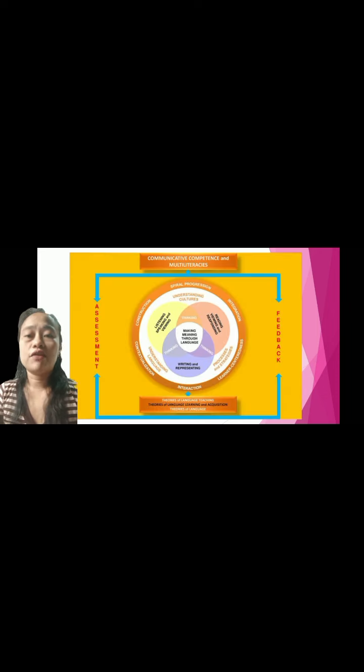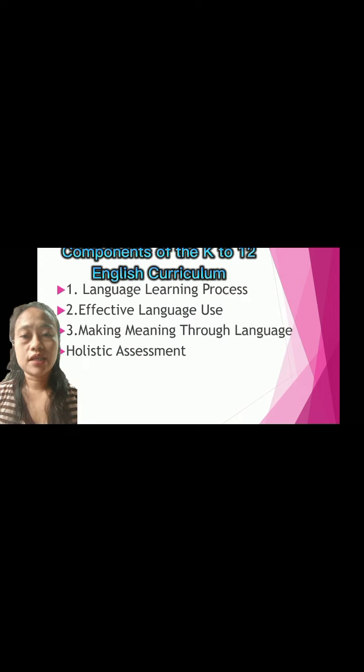Now, let us have another look at the framework of the K-12 English curriculum. The K-12 English curriculum describes the major elements that contribute to the learning of a language. It defines how these elements work together to ensure that the curriculum attains its goal. Then, what is the goal of this curriculum? This curriculum has four components, namely language learning process, effective language use, making meaning through language, and holistic assessment.